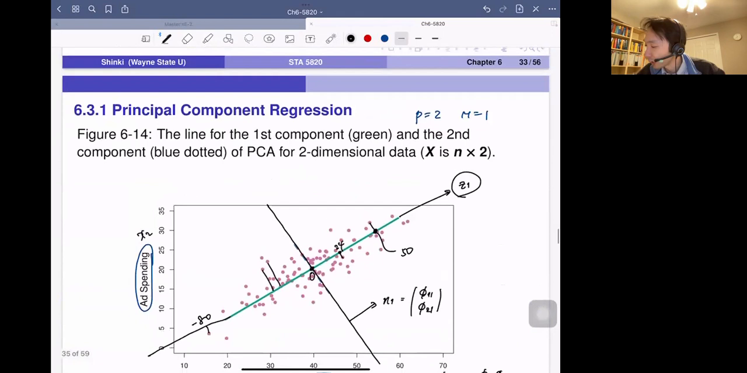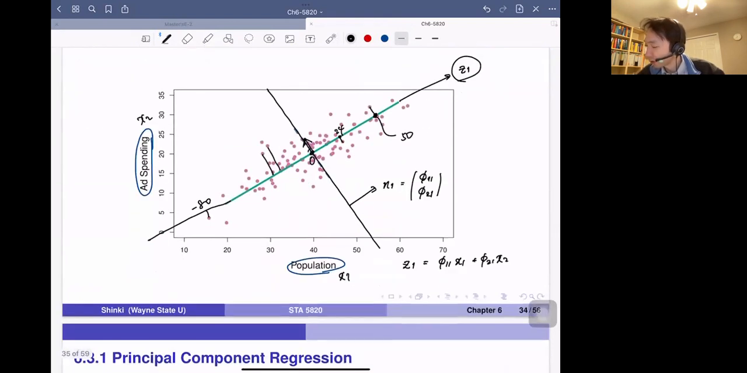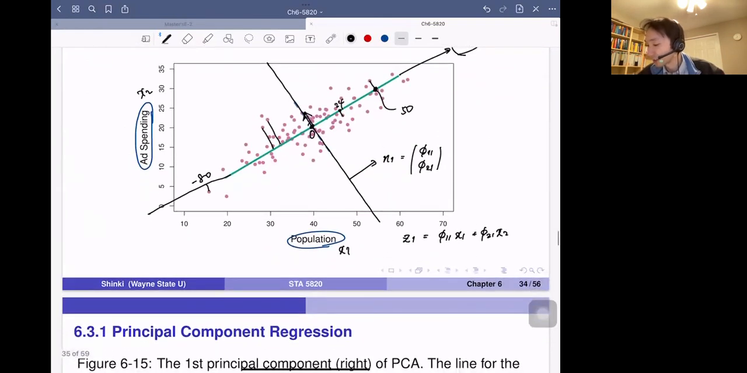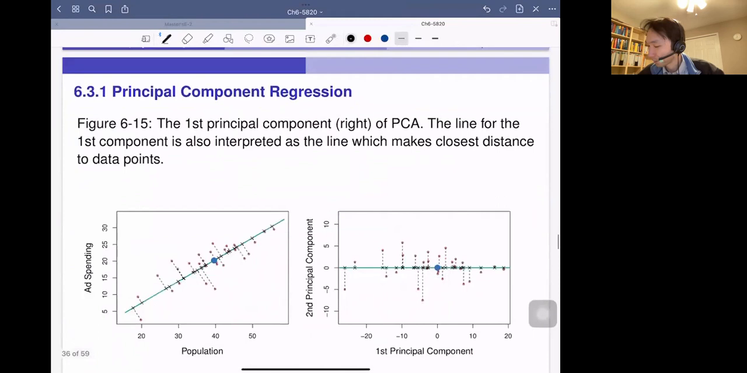Here p is equal to 2 and m is equal to 1. If we think about m equal to 2, then we use the other direction, which has basically the least information. So originally we have two variables, and after transformation, Z1 includes the most important information and Z2 includes the least important information. That is the idea of principal components. That means we minimize the sum of squared distances between each point and this green line. Such a green line gives the first principal component.